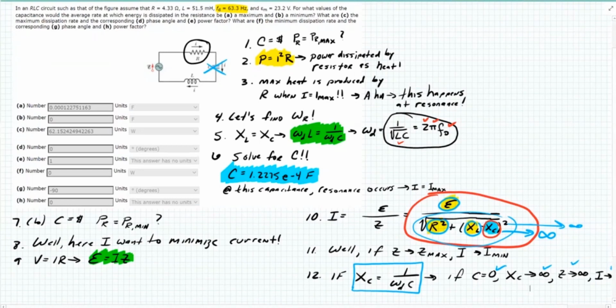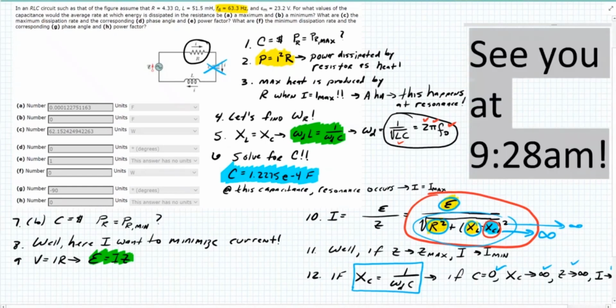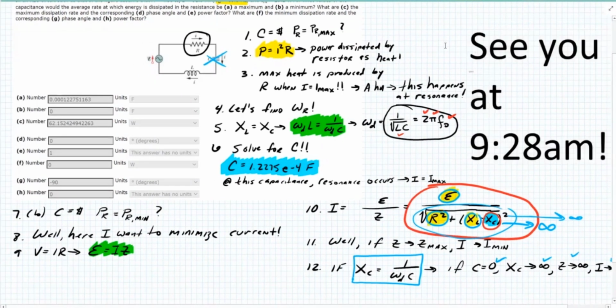Time check, it's 9:18. See you at 9:28 a.m. for more quizzes. See you at 9:28 a.m. All right, so yeah, break time. Okay, it is now 9:28 a.m.